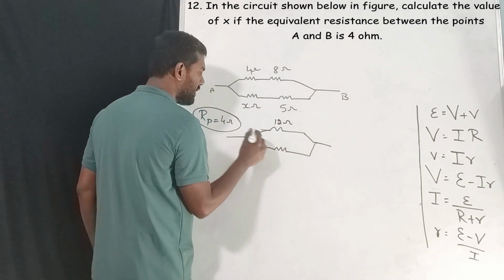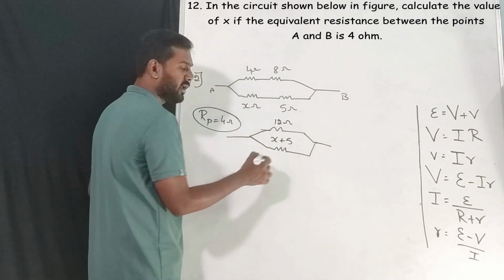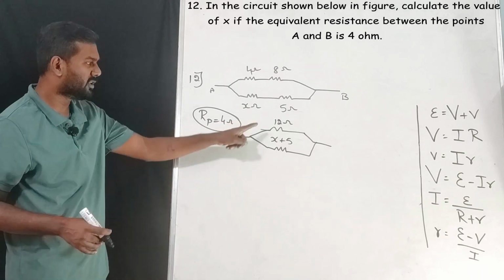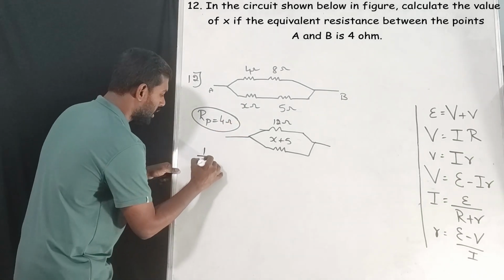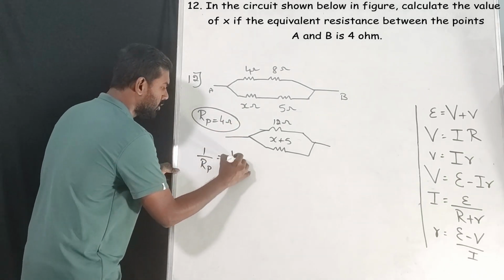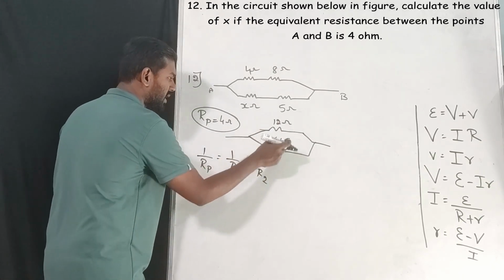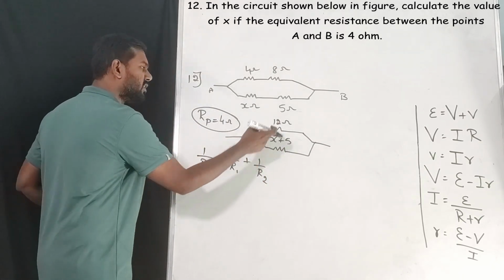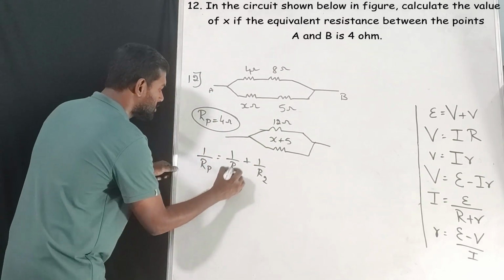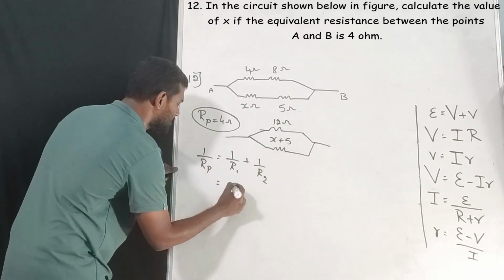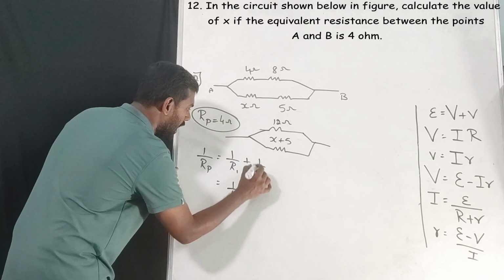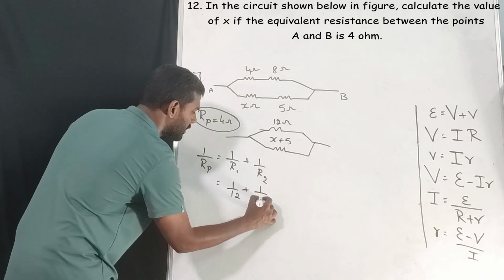and these two are in series, so answer will be 12 ohm. These two are in series, answer will be x plus 5 or 5 plus x, anything is fine. Now these two are in parallel. Now according to the formula, 1 by Rp is equal to 1 by R1 plus 1 by R2. I'll take this as R1 and this as R2. You can take this as R1 and this as R2, anything is fine. So 1 by R1 is equal to 1 by 12 and 1 by R2 is equal to 1 by 5 plus x.